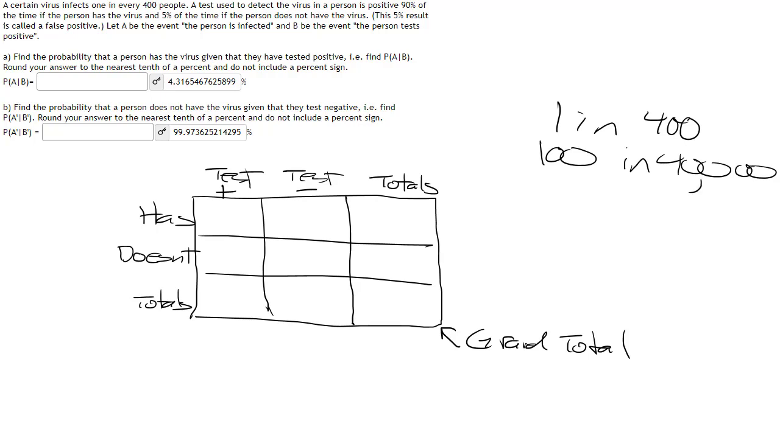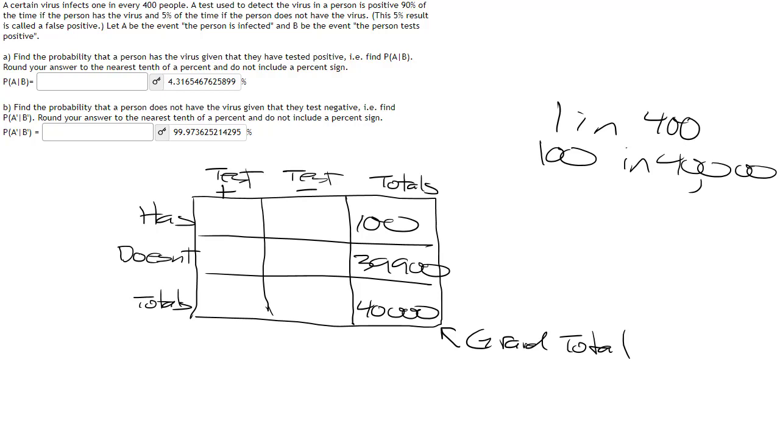So that means we're going to have 40,000 total people. So this is our fictitious group of people that are walking into our testing labs to get this test taken to figure out if they have the virus. Well, they say 100 in the 40,000 have it. So that's the 100 that have it. So how many don't? Well, that's just the 40,000 minus the 100. So that's 39,900, right? 39,900 don't have it.